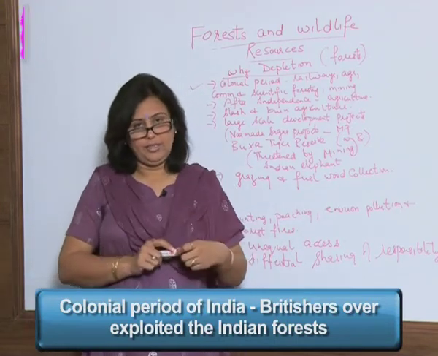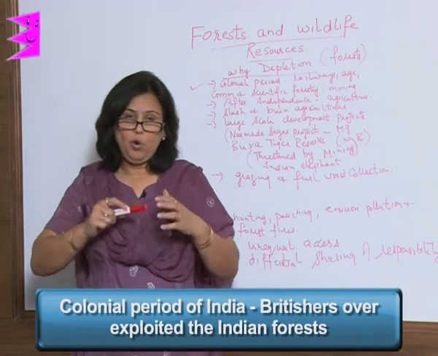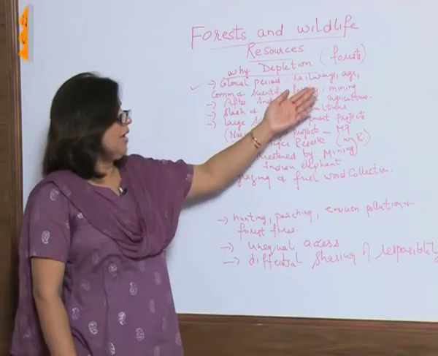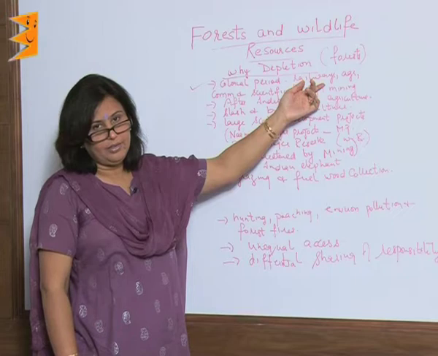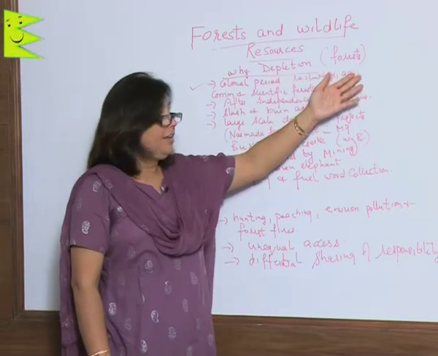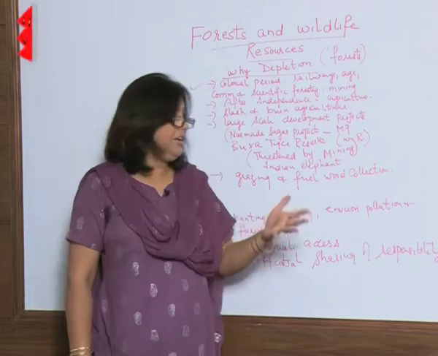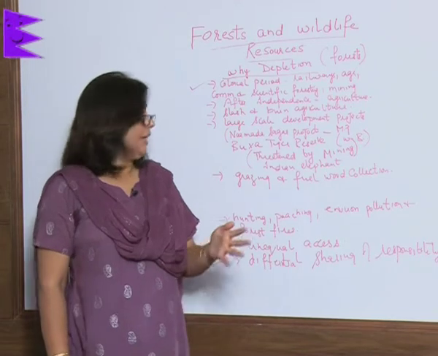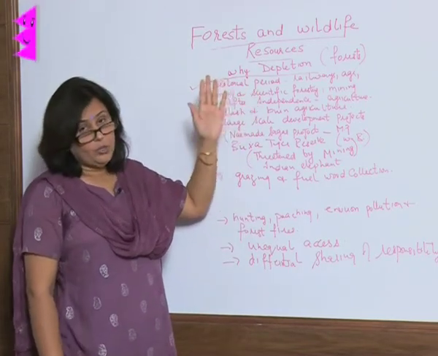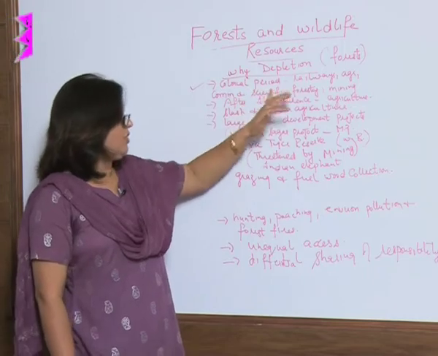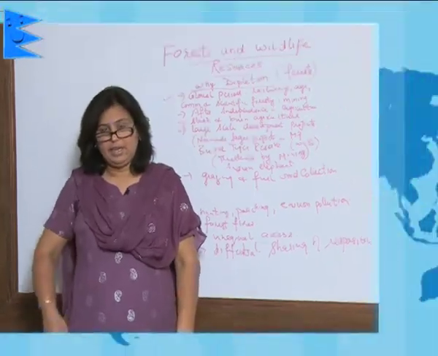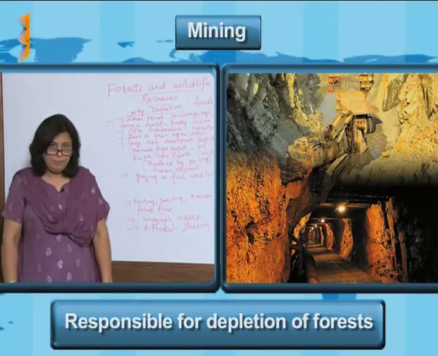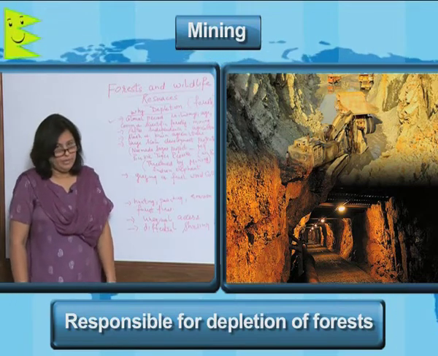During the time of the Britishers, they actually overexploited our forest for various reasons. They wanted to have a good railway network, and they also wanted the kind of agriculture that they were interested in, which led to the depletion of forest. Continuing with it, they also wanted forestry on a commercial and scientific basis, and mining, of course, was another factor which was responsible for the depletion of forest during the colonial period.